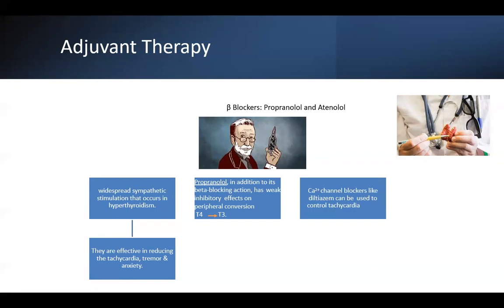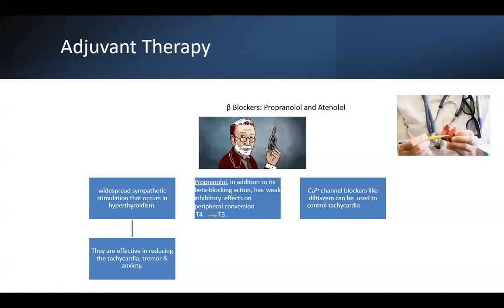But one of it is giving iodide for the last 10 days prior to surgery, they will give Lugol's solution and they will give it in high doses. Okay. Adjuvant therapy. Adjuvant, you give it with your main treatment. Example, beta blockers. Which is better, giving propranolol or atenolol as an adjuvant?